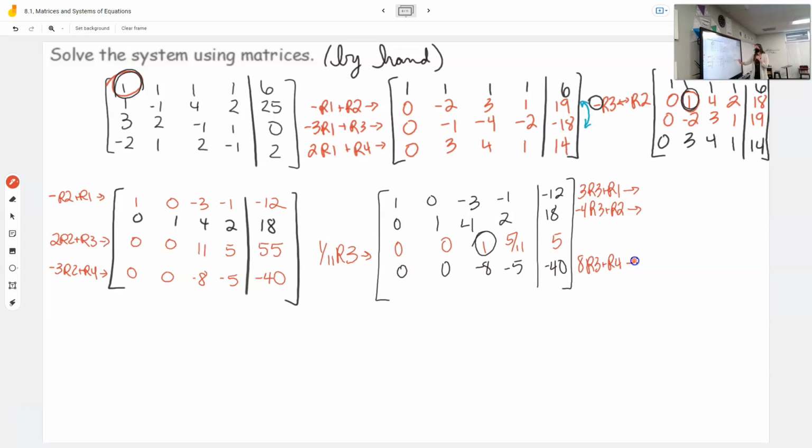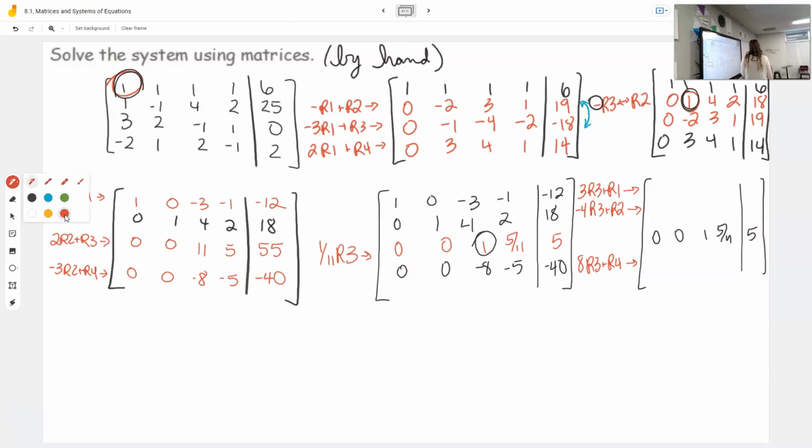Wait, but doesn't row 1 and row 2 already have an established 1 then? But not for column 3. We work by columns. You guys fell a little bit behind as you were trying to do homework instead. I'm keeping that row 3. I have 0, I have 0, I have 1, I have 5/11ths, and I have 5. Gonna get to be a party with the fractions.